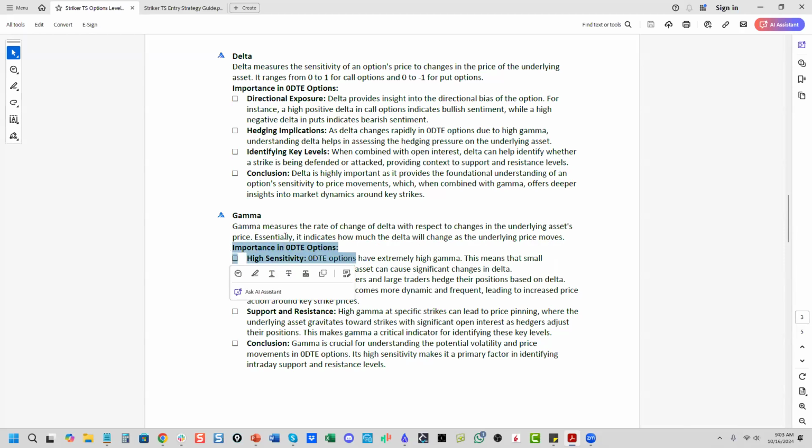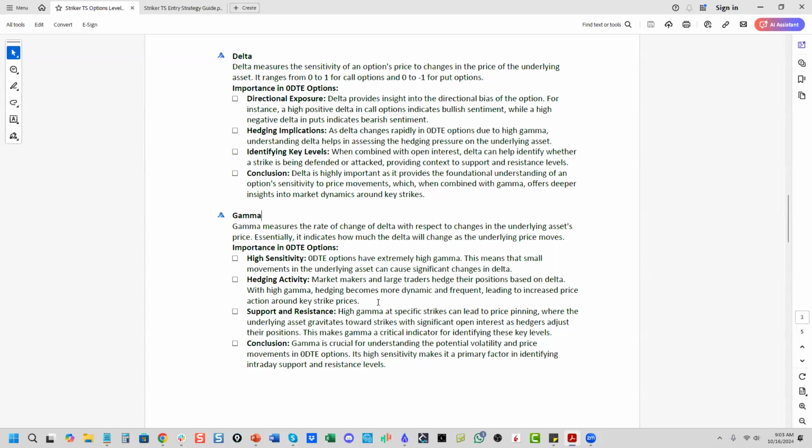Why is it important with zero DTE options? Now, we're not talking GEX. If you were to Google gamma exposure, GEX, we're not talking GEX here. We're talking today's zero DTE gamma, okay? It's high sensitivity. Zero DTE options have extremely high gamma. This means the small movements of the underlying asset can cause significant changes in delta.